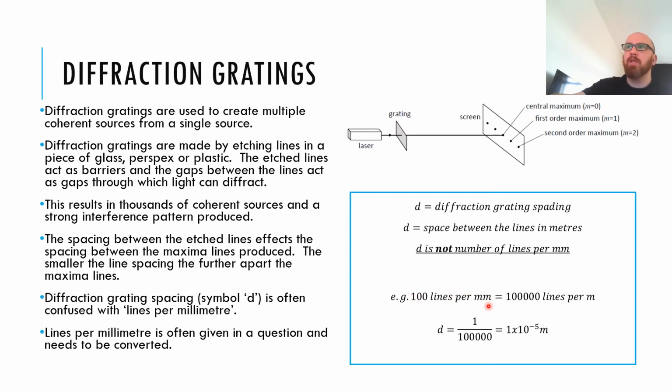d is not the number of lines per millimetre, but you might be given it that. So if you're given 100 lines per millimetre, that's going to be 100,000 lines per metre, because there are 1,000 millimetres in a metre. And what is the spacing between these lines? Well, 1 metre divided by the 100,000 gives you the actual spacing between them in metres, which would be 1 times 10 to the negative 5 metres. So you'll see this here. Times it by 1,000 and do 1 over it, and that will give you the actual spacing. I'll show you what that looks like in the past paper question that we're doing at the end of the slides today.